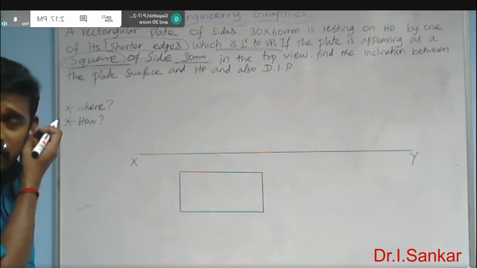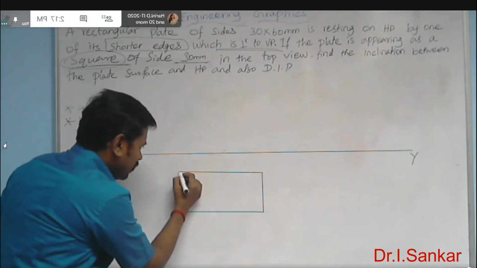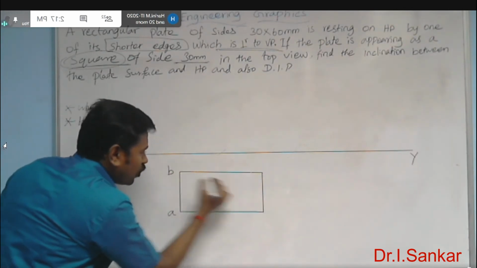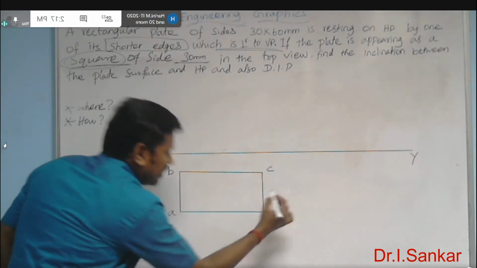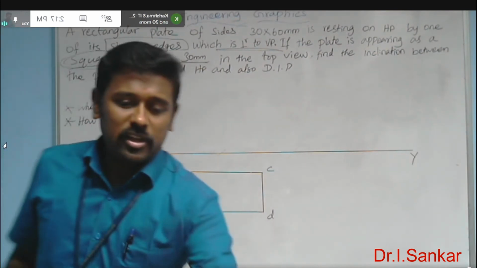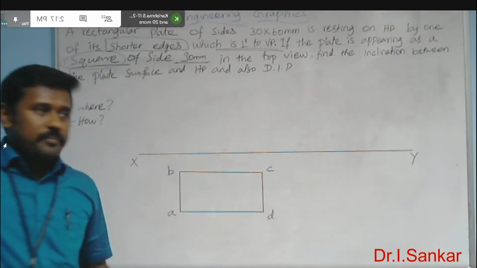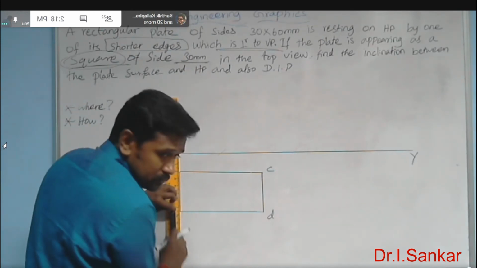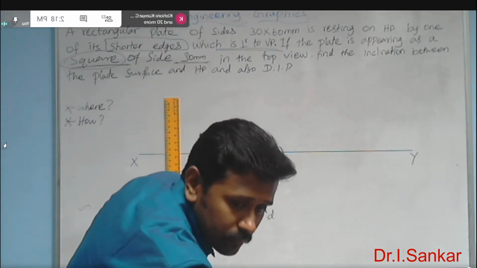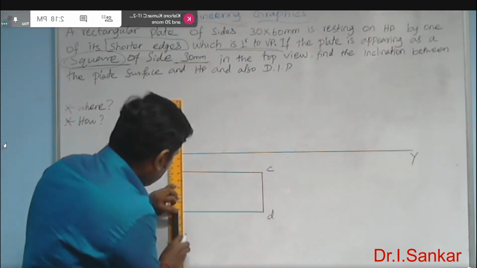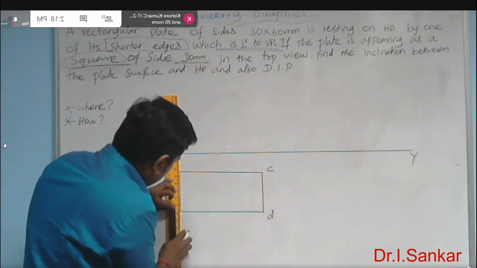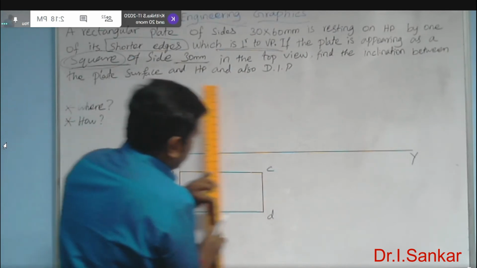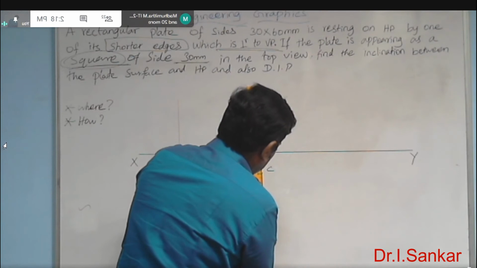So I just completed the simple top view of the rectangular plate, and 4 corners are there. I have to name them with 4 alphabets, namely A, B, C, D. Immediately I have to draw the projectors towards the front view area. So the corners A and B have a common projector. Similarly, the corners C and D also have a common projector.